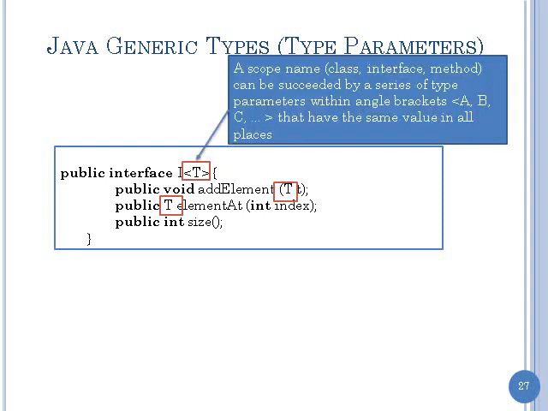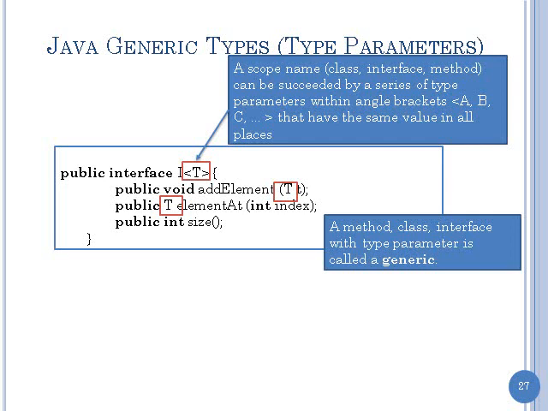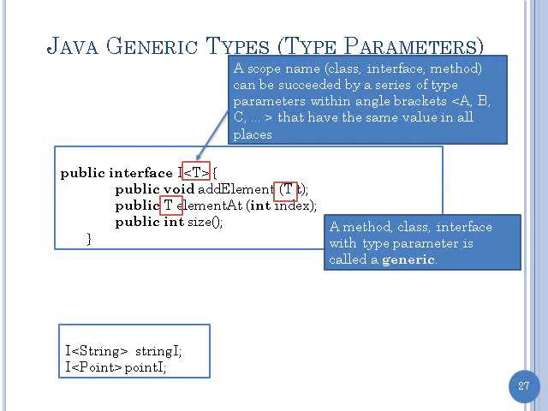So generally, you can say this in any scope. It can be a method, class, or interface. We're going to use generics a lot, by the way, as I've said earlier, so we have to really understand this well. It can be a method, class, or interface with the type parameter. It's a generic. And what do you do with a generic?